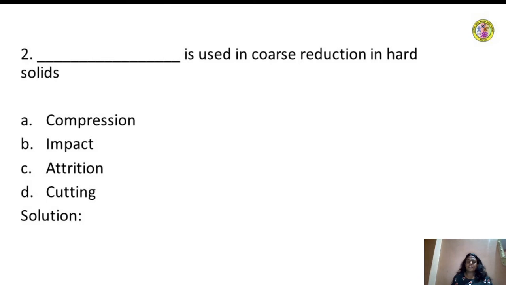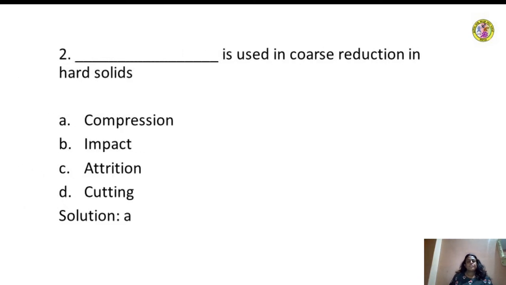Let me give you the answer now. It is of course the first option, compression. Compression is used in crushers in order to reduce hard solids to a coarse level. It is not a size reduction operation where the reduction ratio is large. Hard solids and big lumpy solids are reduced to smaller size solids using compression. That is the right answer for this question.